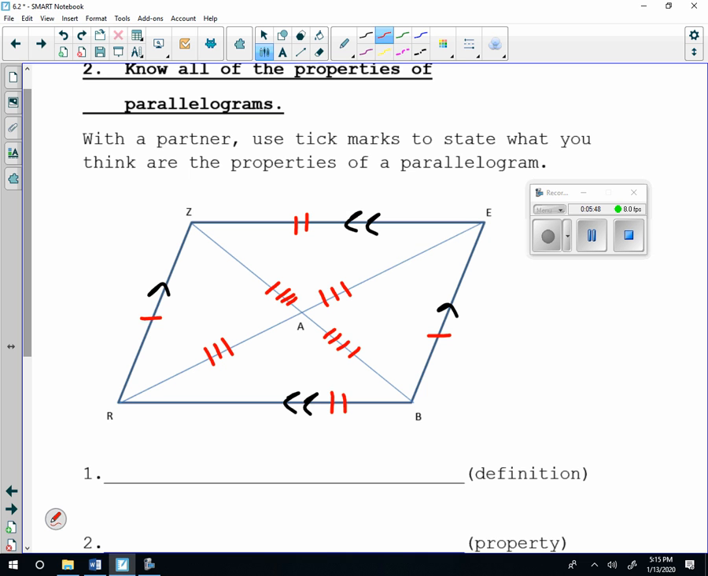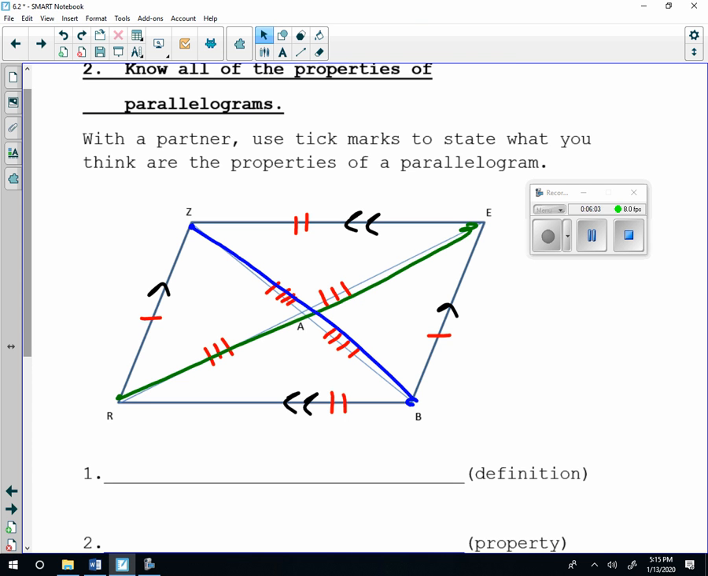That would be another property of a parallelogram. What I just marked was this. I basically said in terms of markings that that diagonal and diagonal ZB bisect each other. So in number 3, if you would like to write it out in words, you could write a quadrilateral in which the diagonals bisect each other.